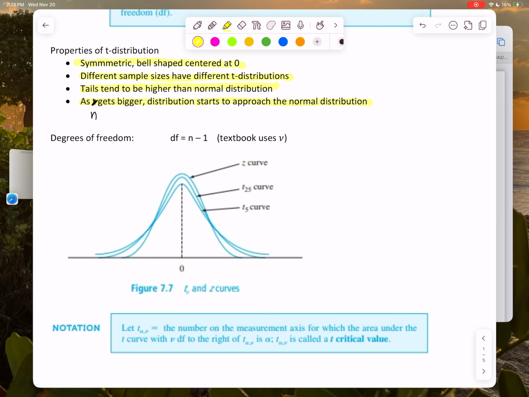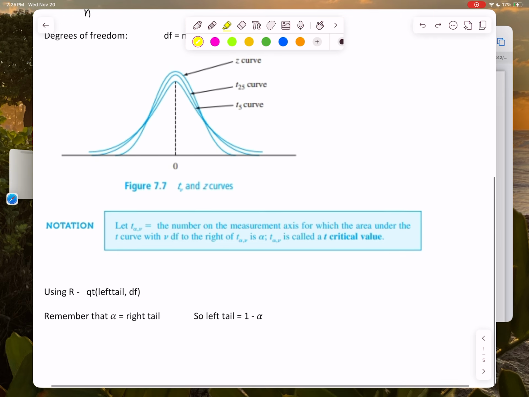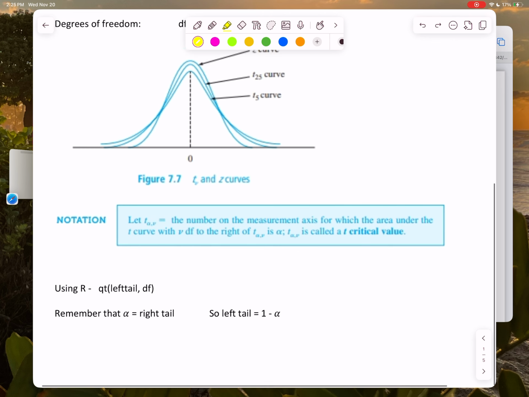Your textbook, by the way, is using this new symbol, looks like a script v, instead of degrees of freedom. I'm just used to using degrees of freedom, df. And these are just some different t distributions. So you see they do have that bell shape. And as the sample sizes get bigger and bigger, it starts approaching closer to a z curve.